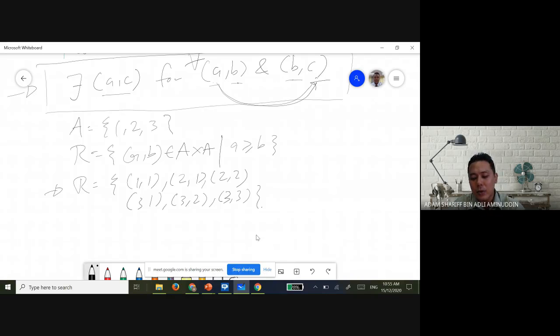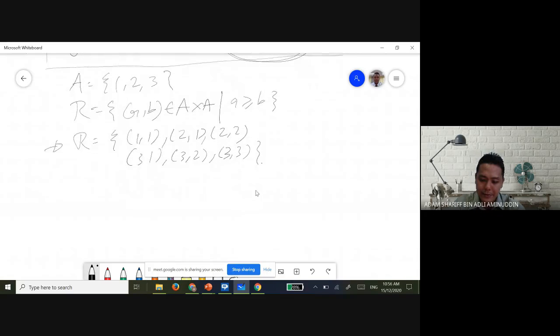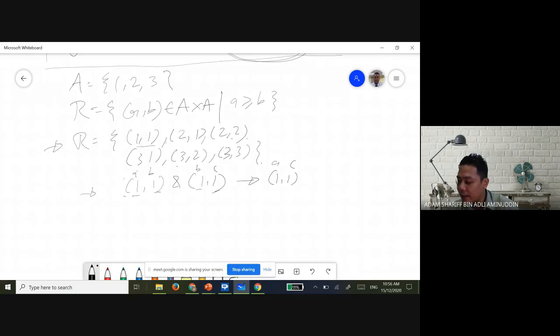Okay, let's look the idea on transitiveness. You check 1, 1. 1, 1, you try to pair it with the one at the front. Ada tak? Tak ada. Yang ada satu-satu. So normally the logic satu-satu, kalau dia sama, kalau katakan ni A, ni B, ni B, ni C, adanya satu-satu. Ni AC. So if the A equals to B type, 1, 1, 2, 2, 3, 3.